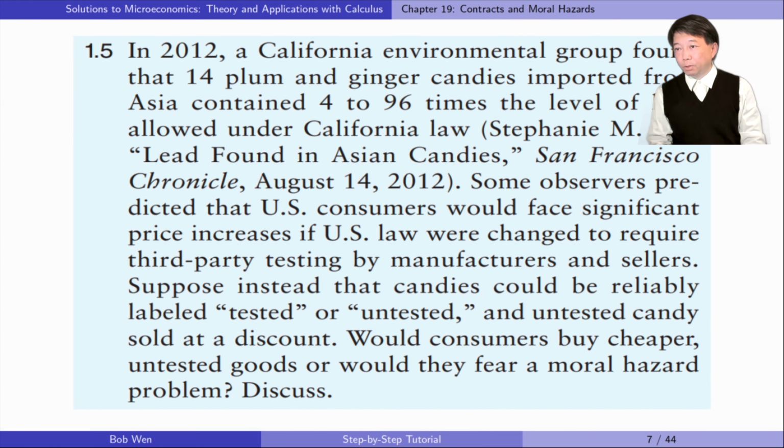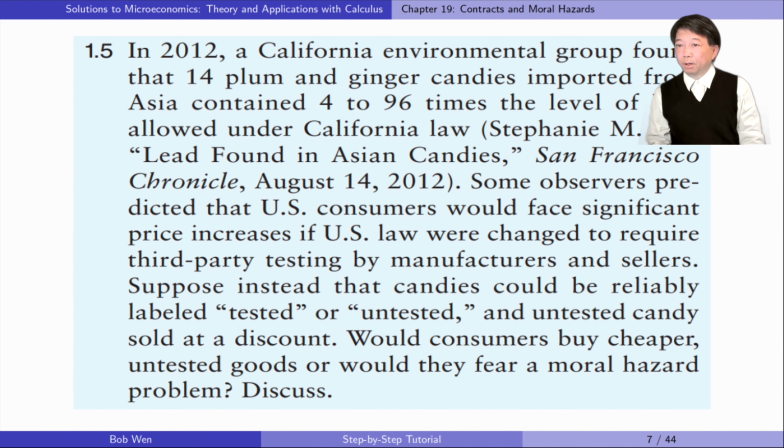Let's address exercise 1.5. In 2012, a California environmental group found that 14 plum and ginger candies imported from Asia contain 4 to 96 times the level of lead allowed under California law. Some observers predicted that U.S. consumers would face significant price increases if U.S. law were changed to require third-party testing by manufacturers and sellers.